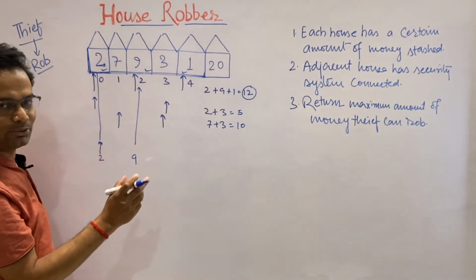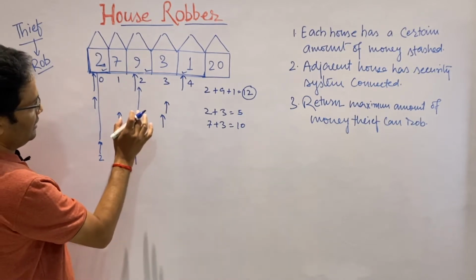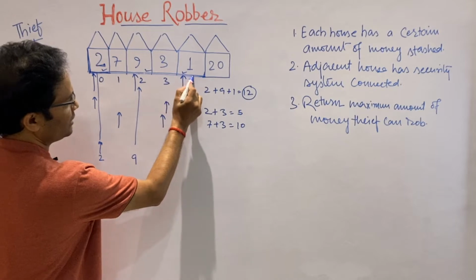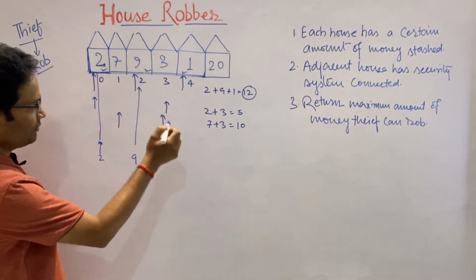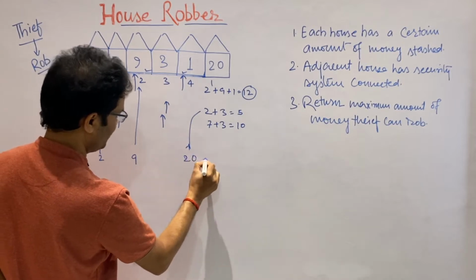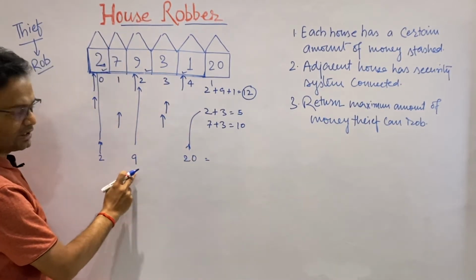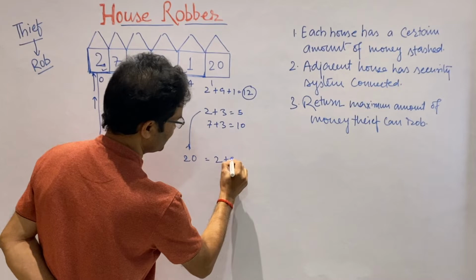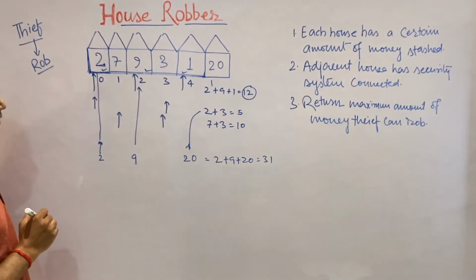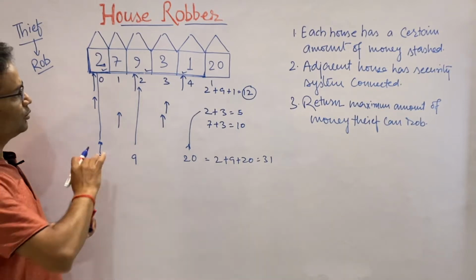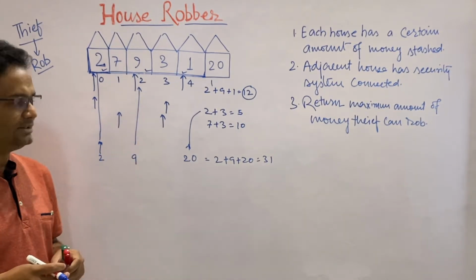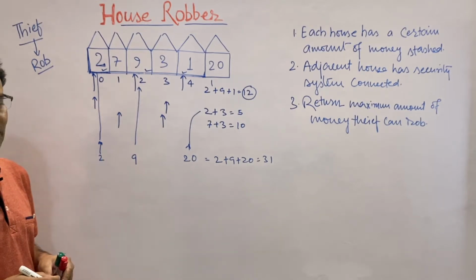So here they have to think now. After 9, the thief has 2 options. Either they can go to the 1 or they can go to the 20. Of course they will go to the 20, and they will have a total of 2 plus 9 plus 20, he can get 31. Right? So you have to find out which houses the thief can rob to get the maximum return. This is the problem you have to solve, right?